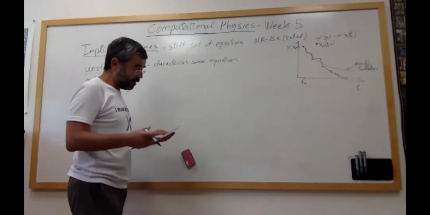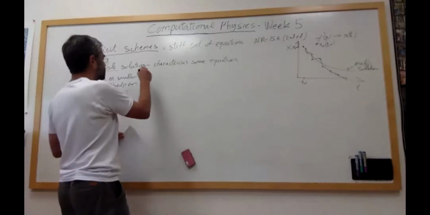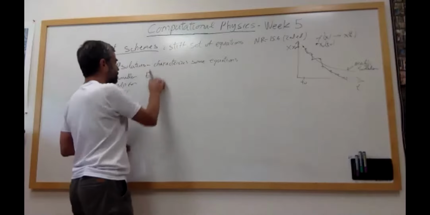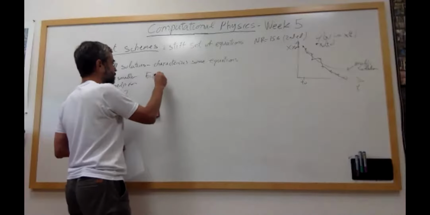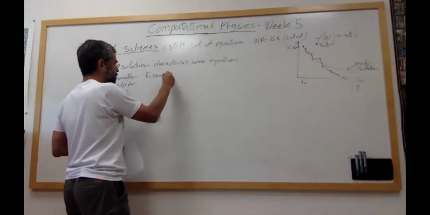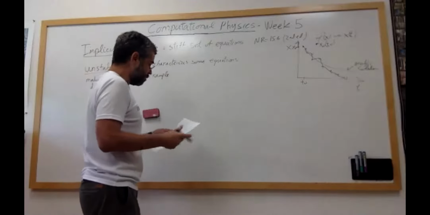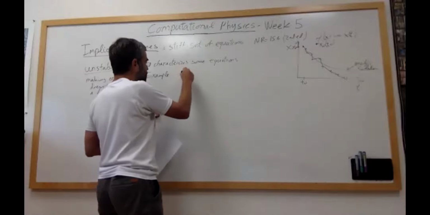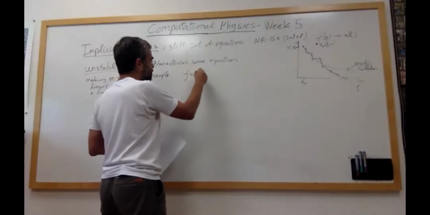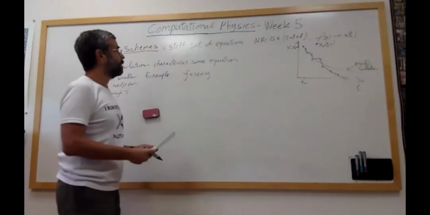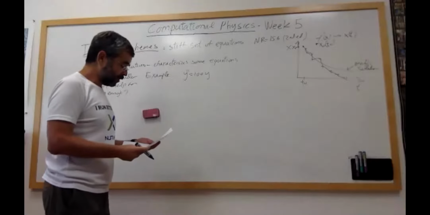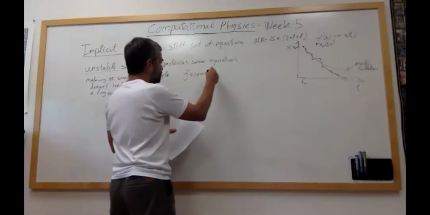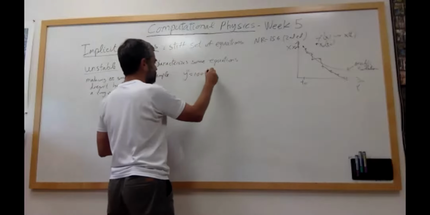So let's see an example of why this happens. Let's take the differential equation that y double dot is 100y. So this is the ODE that we have.